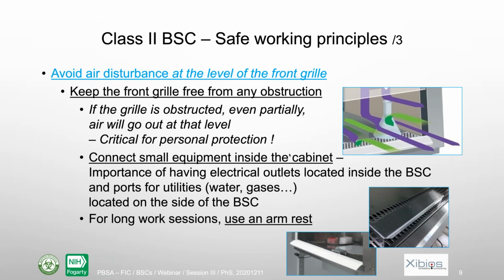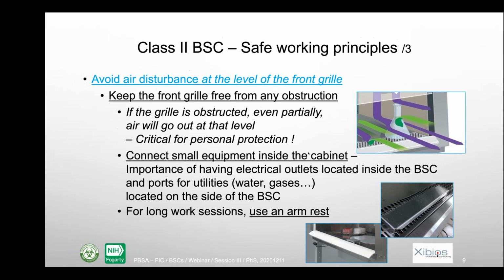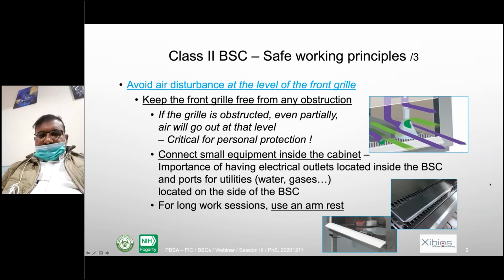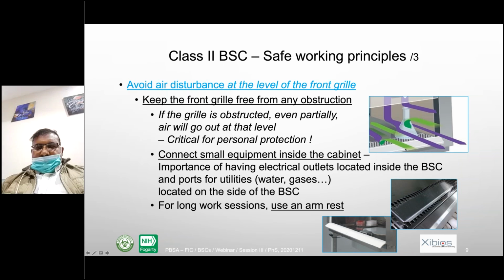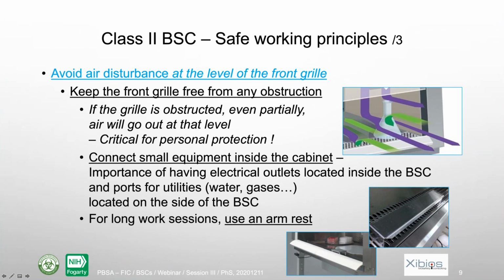The third principle is to avoid any air disturbance at the level of the front grille. And you see there on the picture, the normal way it should do is on the left of the picture. The air is sucked through the front grille from inside of the lab, and so it does not enter into the cabinet. And the air from the laminar flow inside of the lab, which can be contaminated with your activity, goes also to that grille.